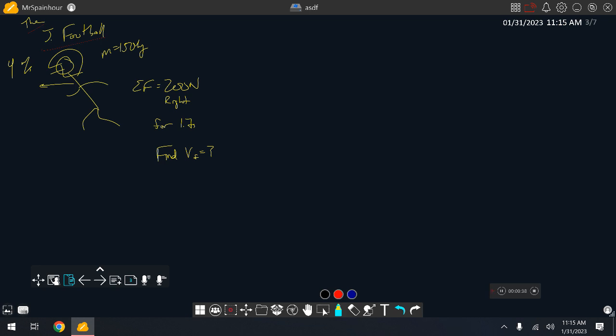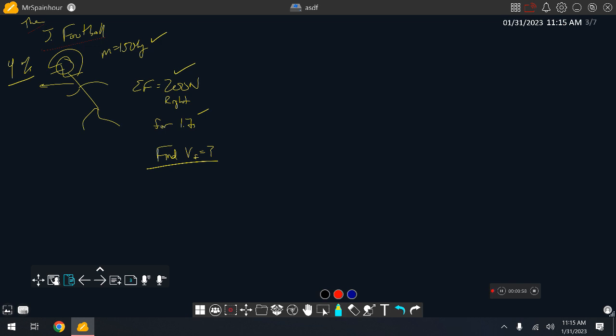Anyway, so Denise, Larry, Steve, John Football, whatever, is traveling to the left at 4 meters per second. They have a mass of 150 kilograms. This is rather large. That would be a 330-pound person. And then they get hit to the right with 200 newtons for 1.7 seconds. And our job is to find the final velocity.